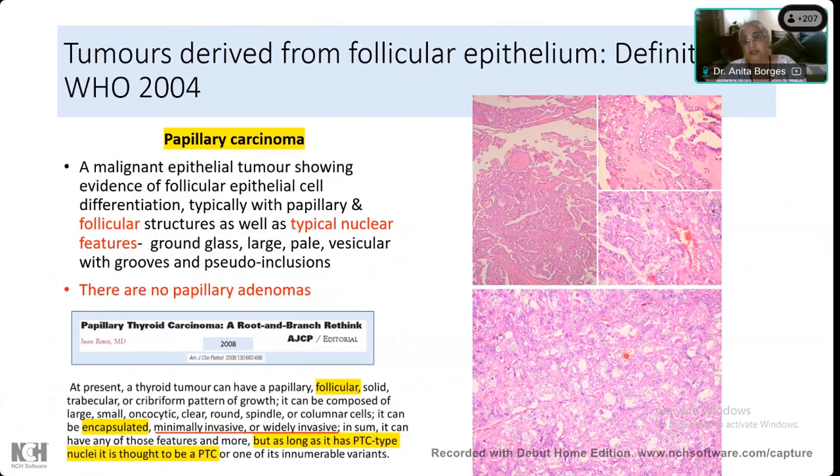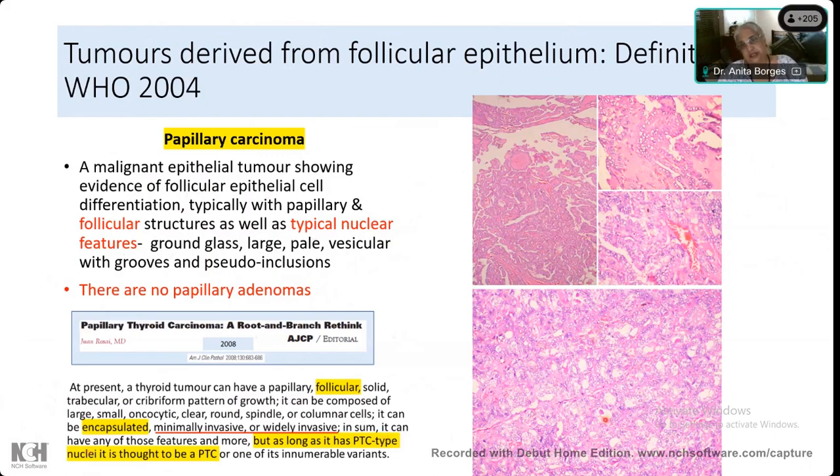And on the right-hand side, I showed you in the first top picture, these three pictures. These are the Orphan Annie nuclei. You can see them in the top right-hand corner. They're seen everywhere, but this is with a typical papillary architecture. But you see the same nuclei in the bottom picture, looks exactly the same, but there is not a single papilla to be seen. These are all follicles.